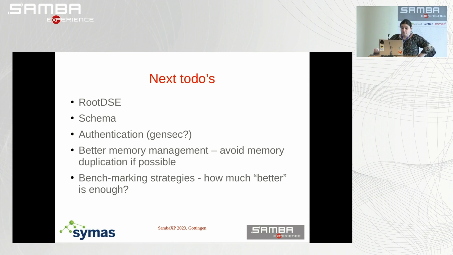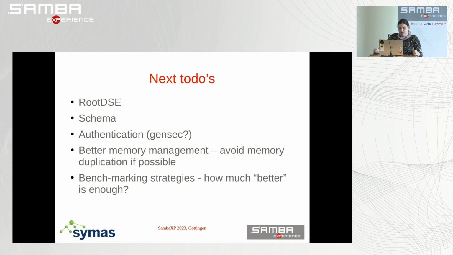We'll have to think about better memory management, because currently we're just copying values. So essentially you end up with double the memory of what would be used in a regular setup. You have one type, the OpenLDAP operation structure, and then the LDB request, and that's just unnecessary. So we'll have to work on that.